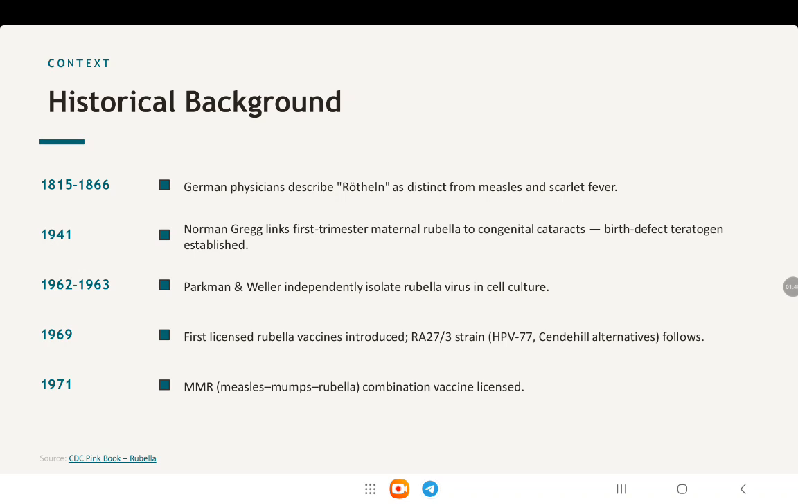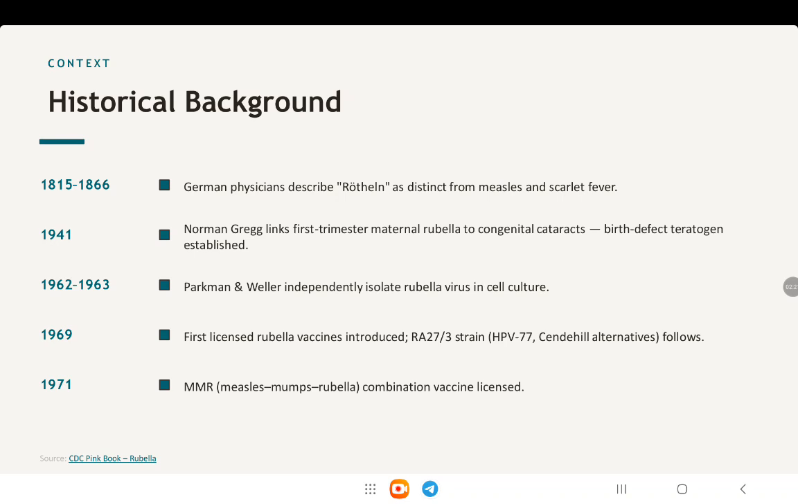The disease was first described in Europe during the 19th century. A major discovery happened in 1941 when an Australian eye specialist called Norman noticed that many babies born with cataracts had mothers who had rubella during pregnancy. This showed that rubella can cross the placenta and damage the developing fetus.